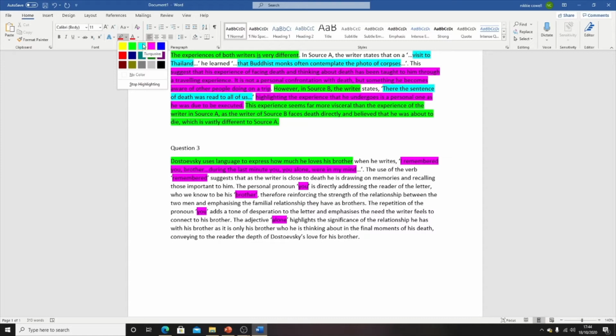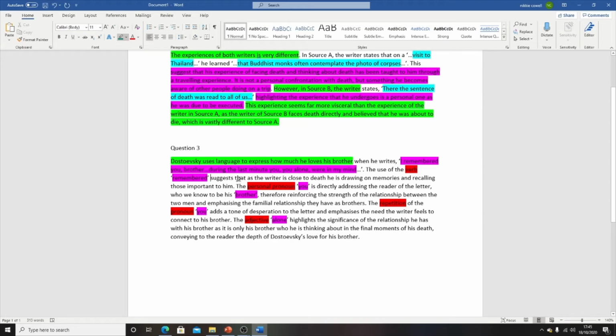I will put, where have I got it? I'll put in red the subject terminology. So I have identified the verb. I have talked about personal pronoun. I have talked about repetition of the pronoun. I have talked about the adjective. Right, and then where have I explained all of this?